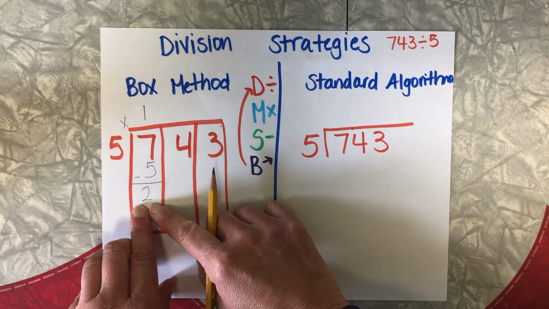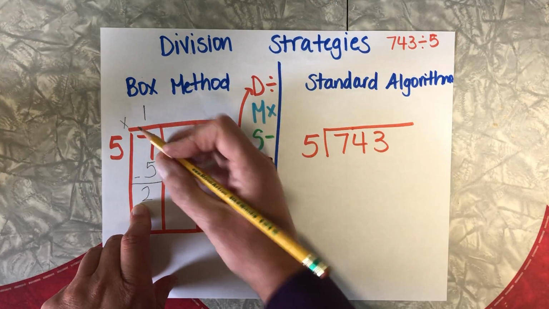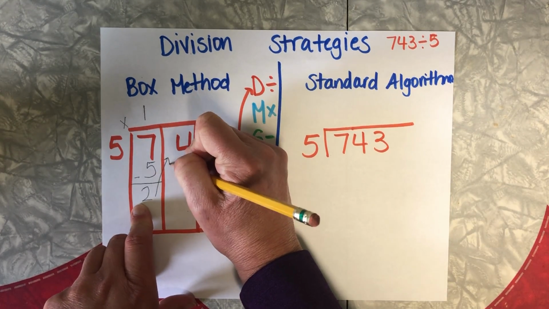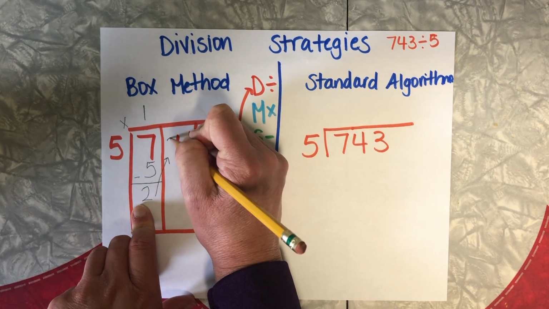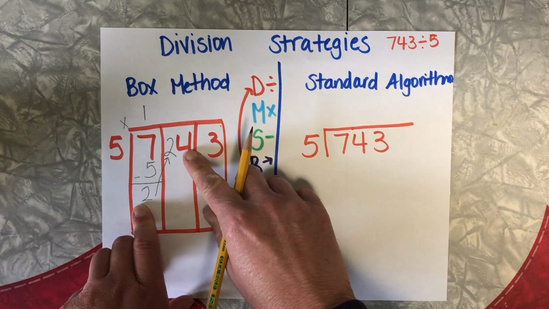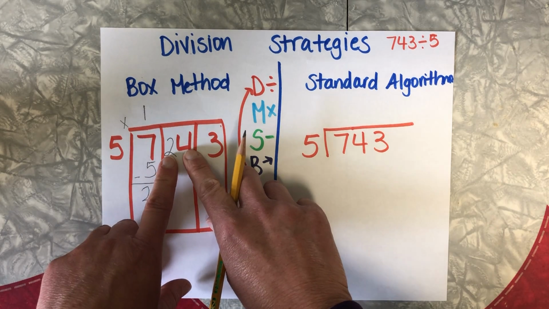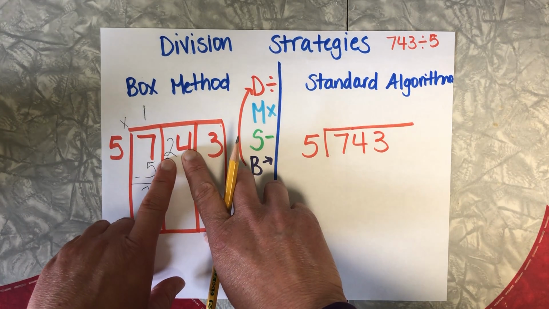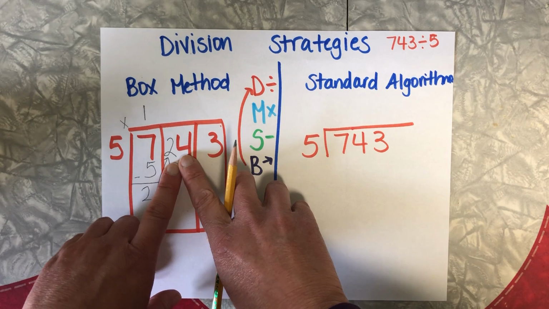Well, I'm going to turn those 200s into 20 tens. So I'm going to move those 200s into the tens place. I had 4 tens. I brought over 20 tens. And so now I have 24 tens.